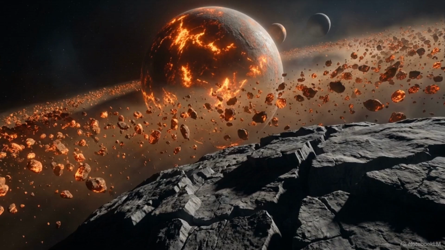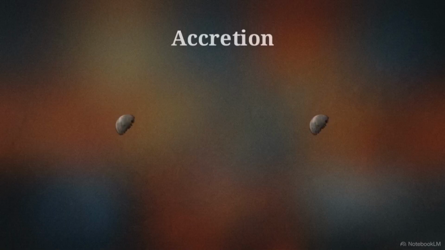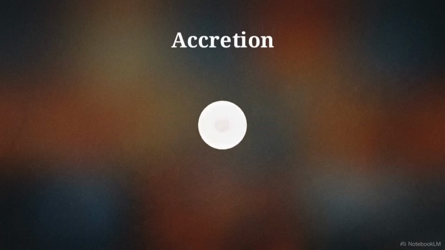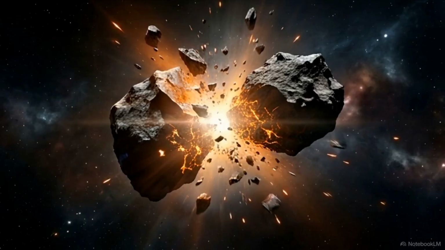Inside that swirling disk, the environment was incredibly crowded. Glowing particles and loose rocks whipped around the Sun at immense speeds. Through a process called accretion, these tiny rocks repeatedly crashed into each other. The intense heat and gravity allowed them to fuse together upon impact, slowly building larger planetary bodies. Planetary formation resembled a brutal demolition derby, driven by millions of high-velocity collisions.